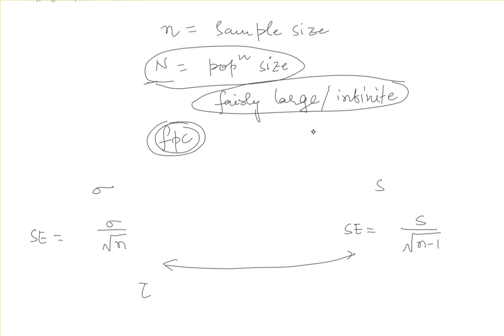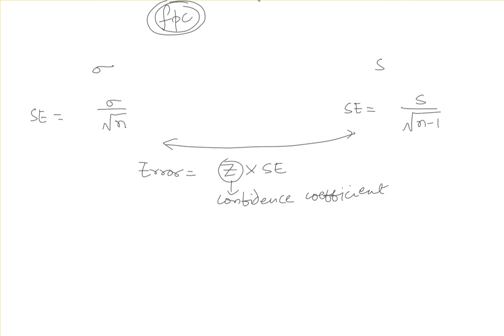And then error is equal to Z value into SE. What is Z? Z is the confidence coefficient. I must tell you about Z.